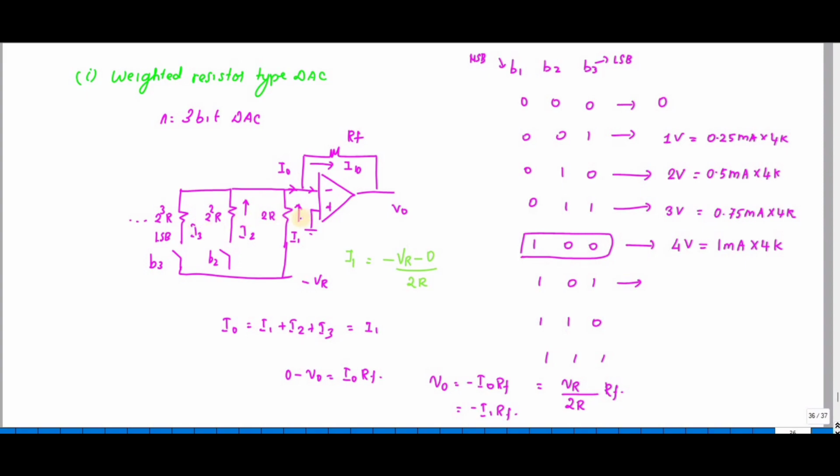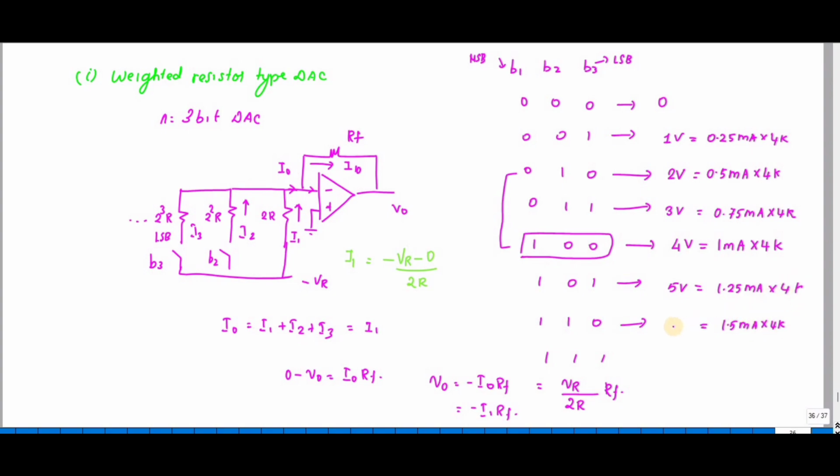Here it is nothing but I1 plus I3. This is 0.25 and this is 1 milliamp, so it is 1.25 milliamps into 4, which is nothing but 5. Then 110 means I1 and I2, these two values. I need to add these two values, so you will get 1.5 milliamps into 4K.